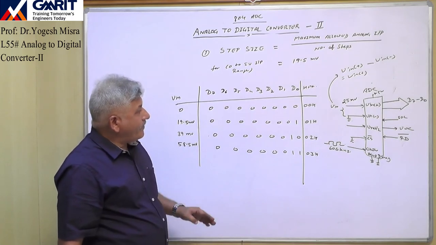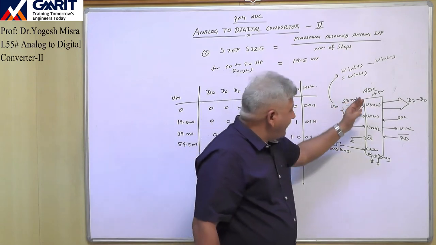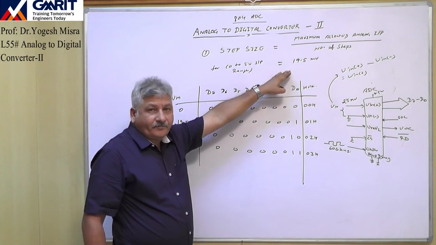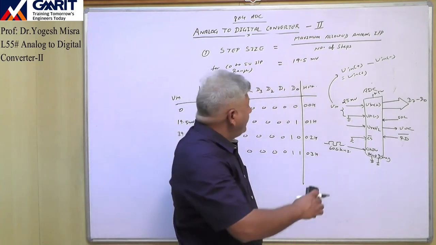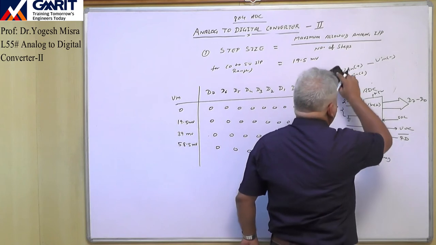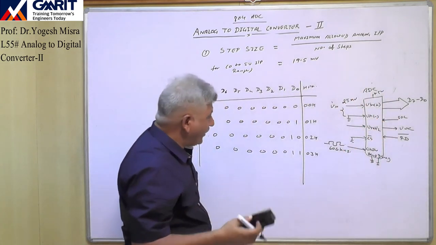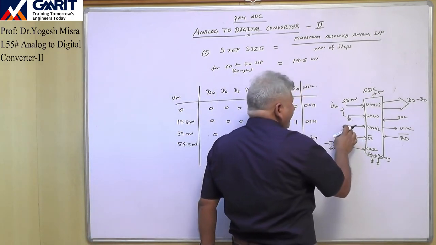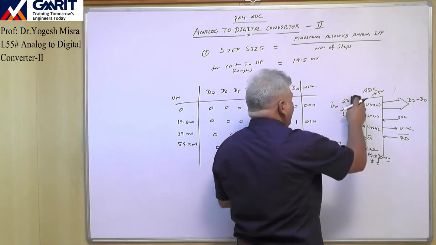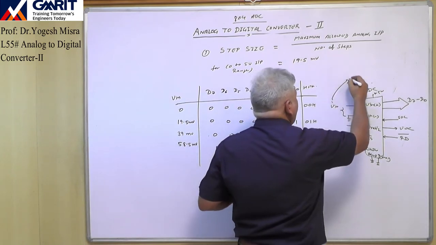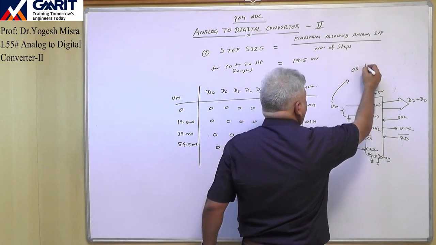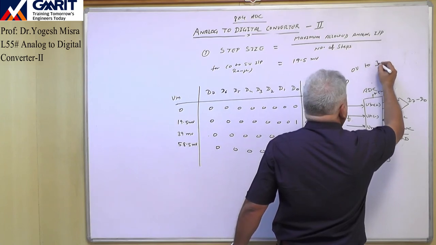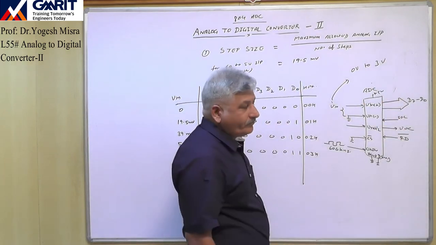So now this ADC is sensitive here to 19.5 millivolt. Now to increase this sensitivity, or in other words, let us assume with V reference by 2 or the input voltage range, now we require the input voltage range from 0 volt to 3 volt. Okay, 0 to 3 volt.